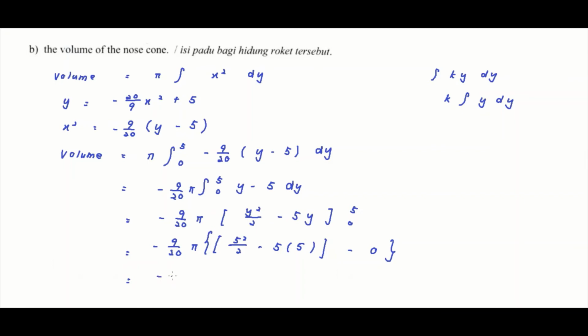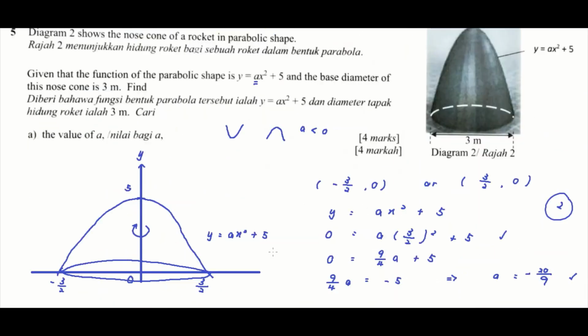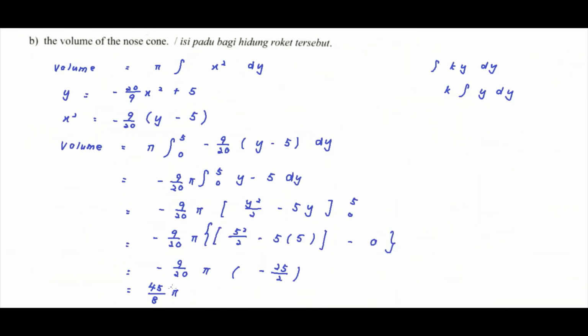So negative 9 over 20 pi. Here you can just get your answer by doing some calculation, and you'll be able to get negative 25 over 2. So your last answer should be 45 over 8 pi. Going back to the question, I think the unit is in meters, so that's why it's m cubed.